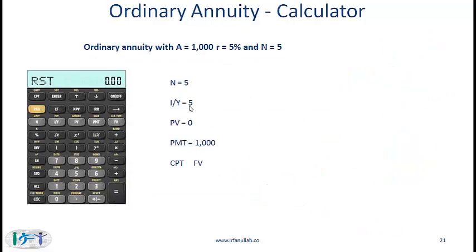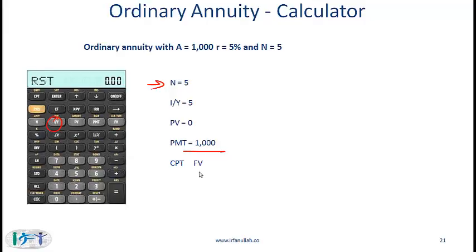And finally, let's see how we do this using a calculator, and this is the method that you should use on your exam. We plug in n equal to 5, that's the number of periods. The interest rate per period is 5%, so plug that in. Present value is 0. That's because you are not making any investment at time 0. The first cash flow is happening 1 period from today. The payment is 1000. That's the equal payment happening at the end of every period.